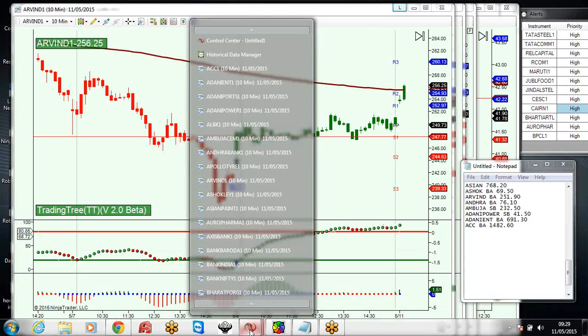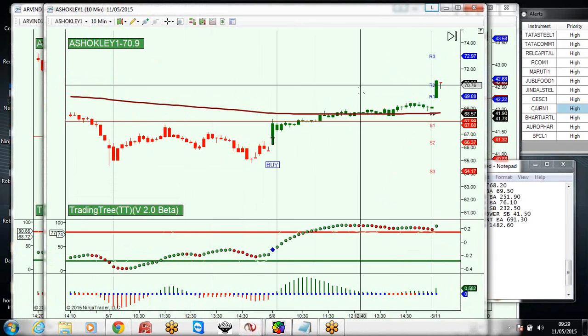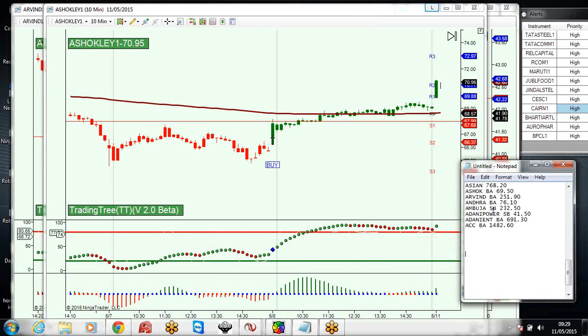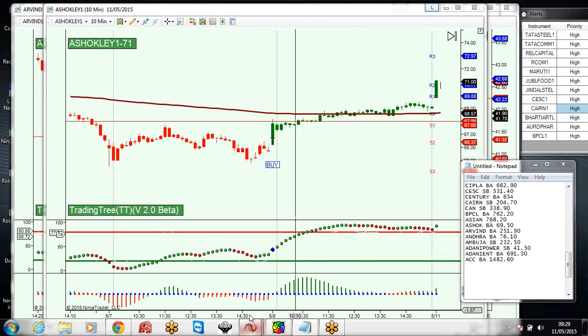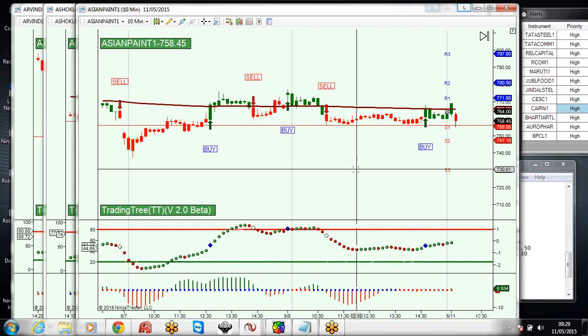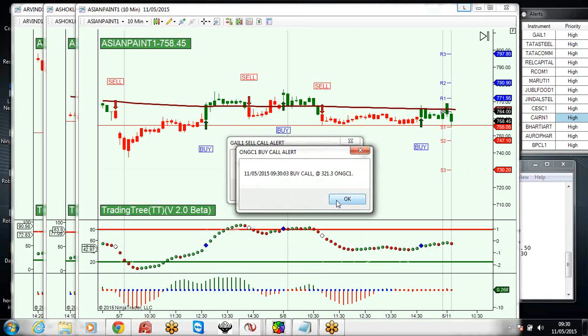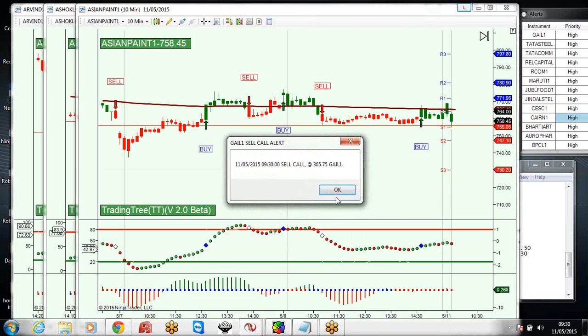Ashok Leyland again, it's a buy, 69.50. Now it is at 70.90. There is a sell call in Tail 1. So this is sell. There is a buy call in ON 1. So ONGC and Gail are sell.